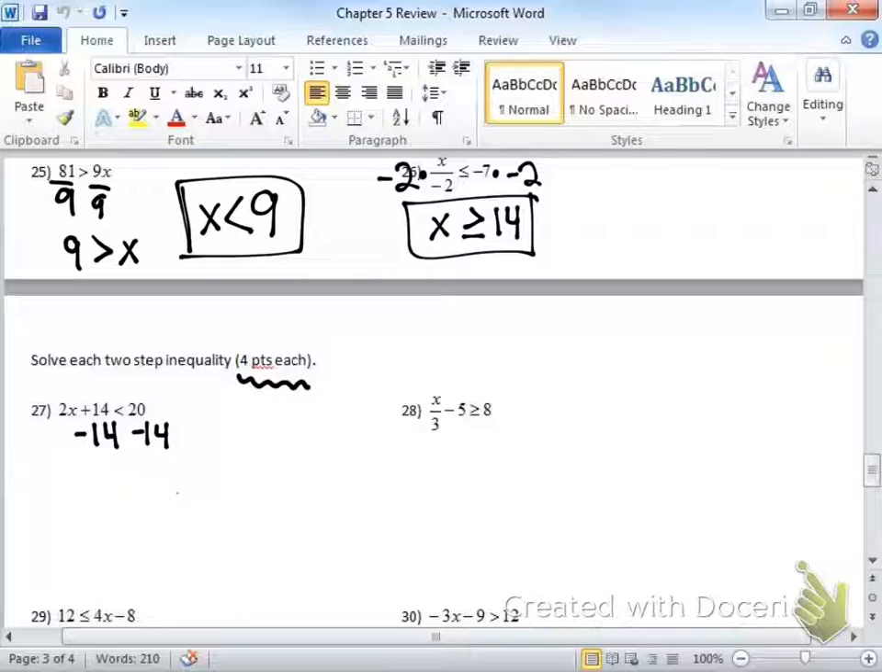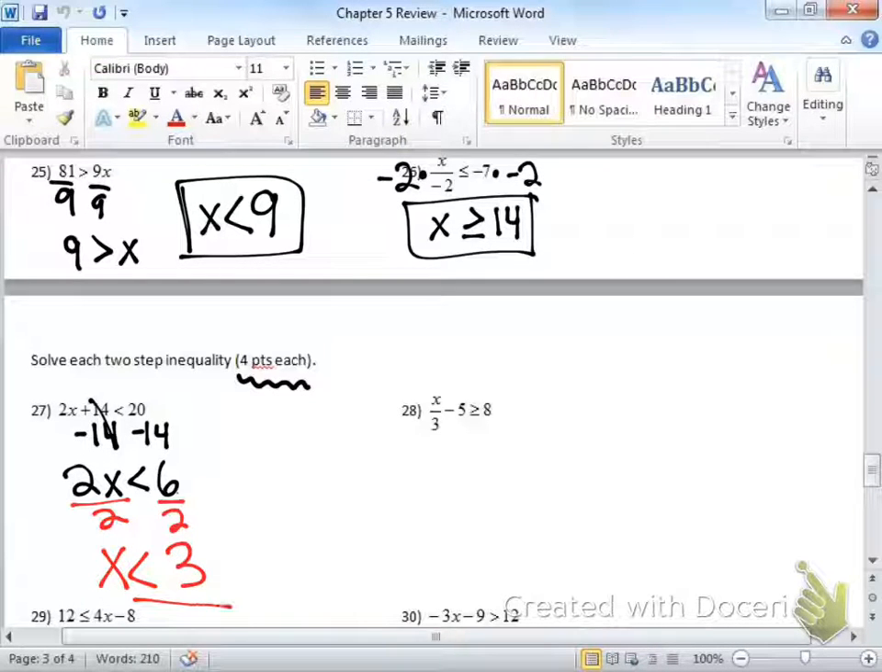I need to undo addition and subtraction first on the two-stepper, so I'm going to get rid of the adding 14 by subtracting 14 from both sides. That gives me 2x less than 6. Divide both sides by 2, and you're getting that x is less than 3.